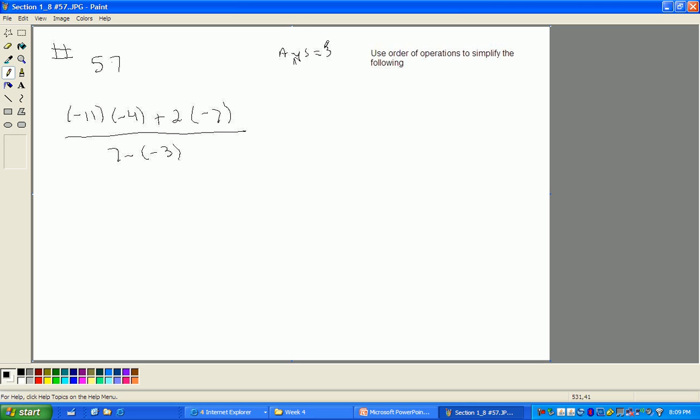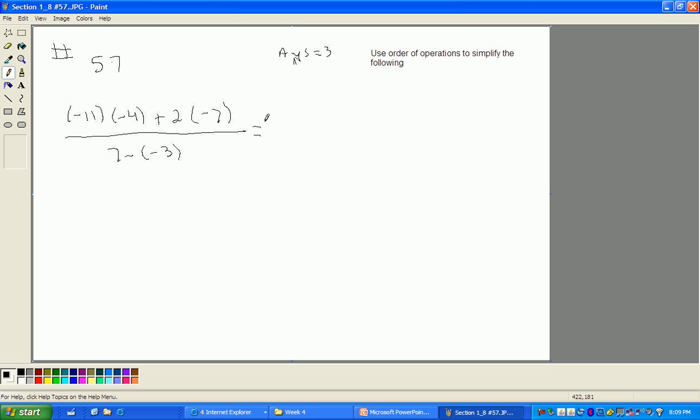The directions say use order of operations to simplify the following, and it gives us this big old thing. Well, let's go ahead and get started. We know that the first thing we need to start with is: is there anything inside parentheses we can simplify? There is not. So we can go to the next step. The next step is exponents. Are there any exponents we need to evaluate? There are none.